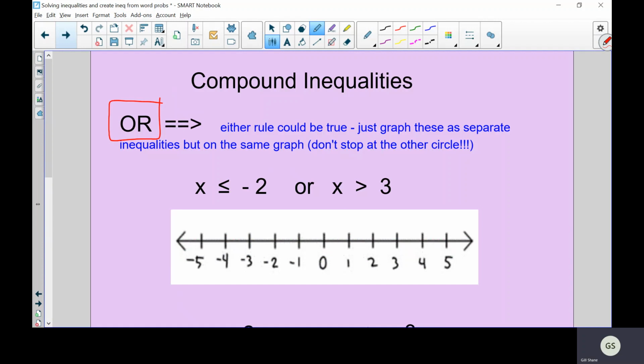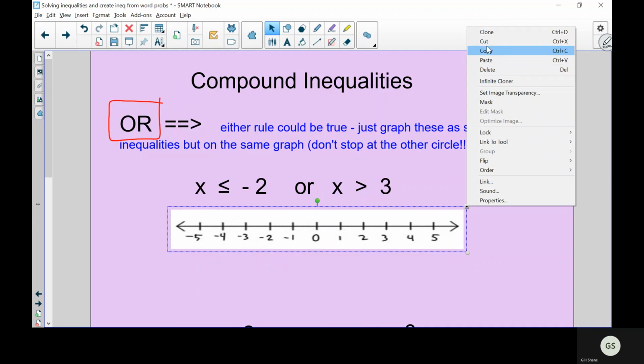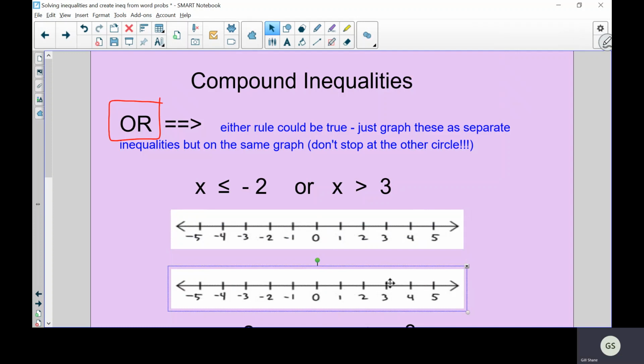I'm going to create a second graph while you're doing that. So if you didn't see what the inequalities were, X is less than or equal to -2, or X is greater than 3. So I'm going to create a graph we can use. There. Now we can use both of those.